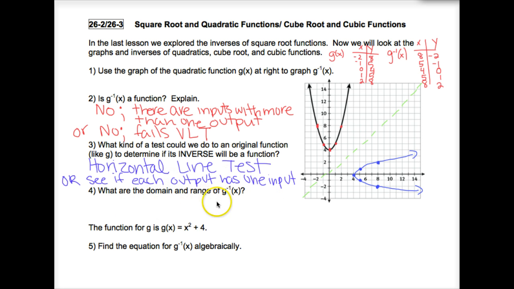What are the domain and range of G inverse? So in blue, I want you to list on your paper there the domain and the range. So I will be quiet for a few seconds here so you can think and write down your answer.